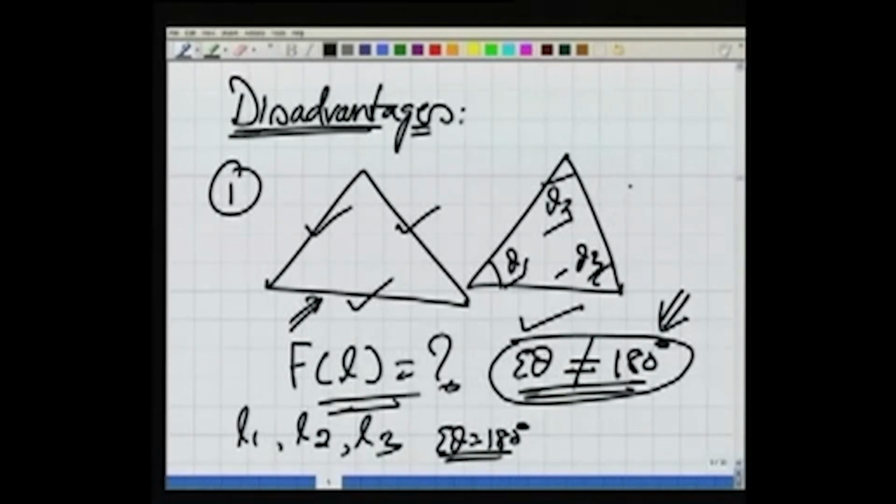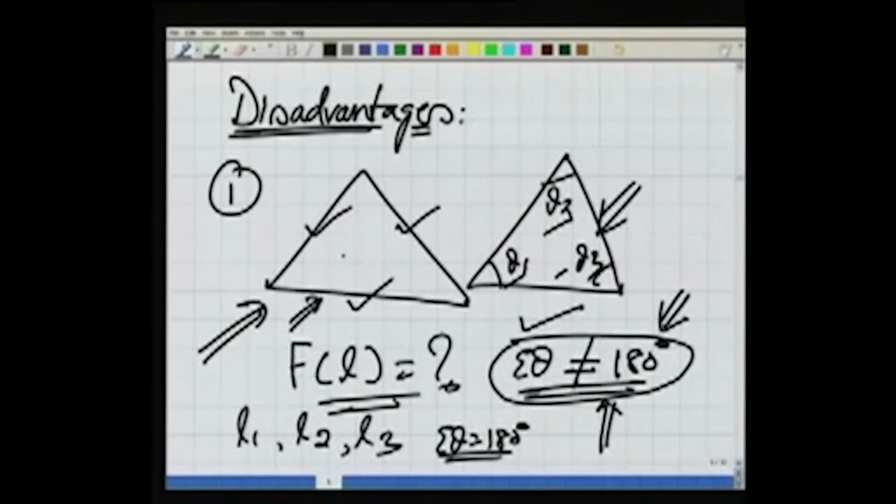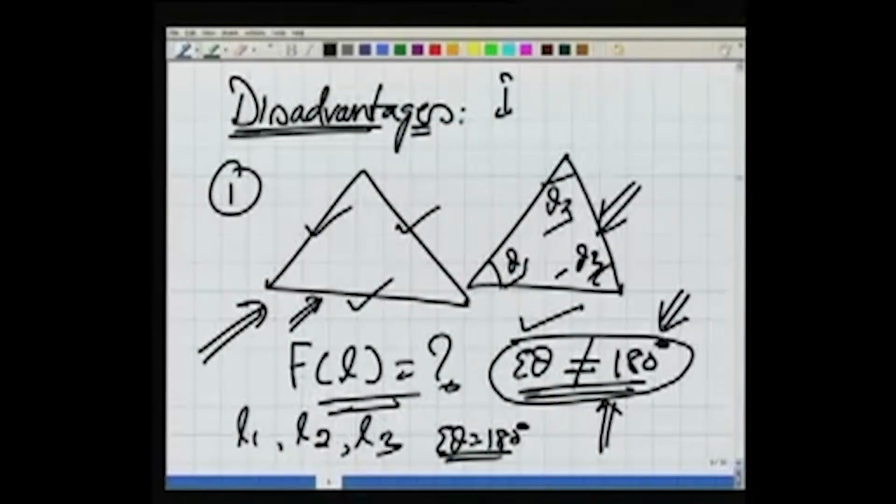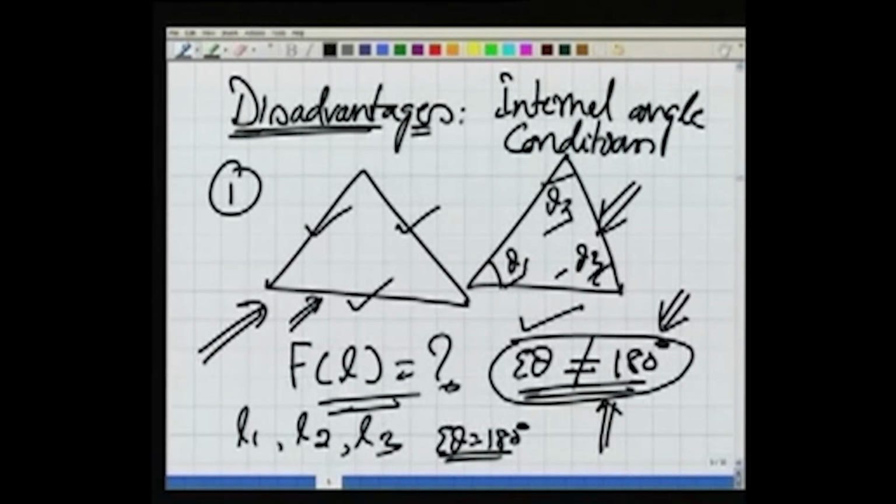So in order to reach conditions like this, the trilateration figure becomes very complex. A simple triangle like this has one geometric condition. The sum of these three angles should be 180 degrees. But this is not so in a simple figure like this. In order to have a similar geometric condition, in trilateration also, our figure will become complex. So this is one disadvantage of trilateration, that our figures will become more complex, or rather we can say our internal angle conditions are not there, as in case of triangulation.